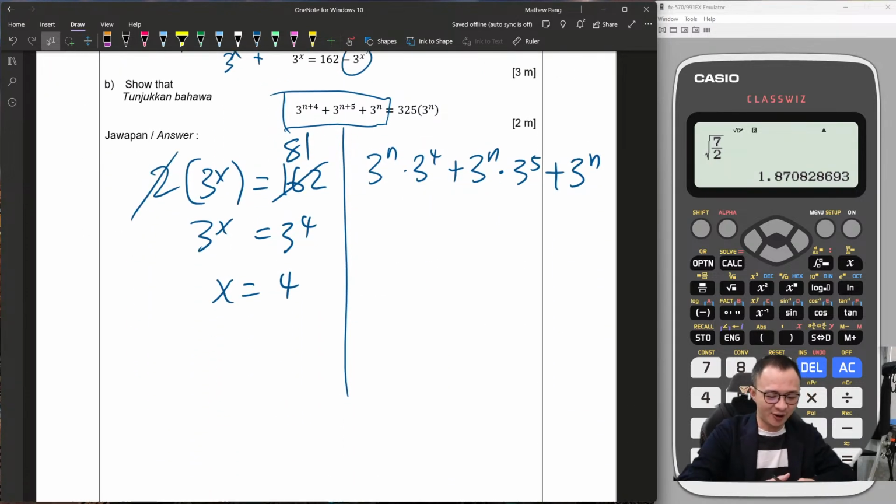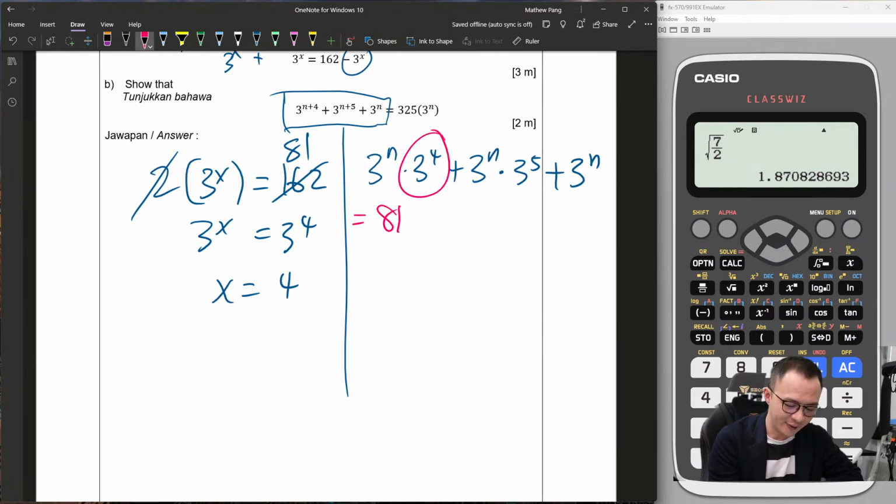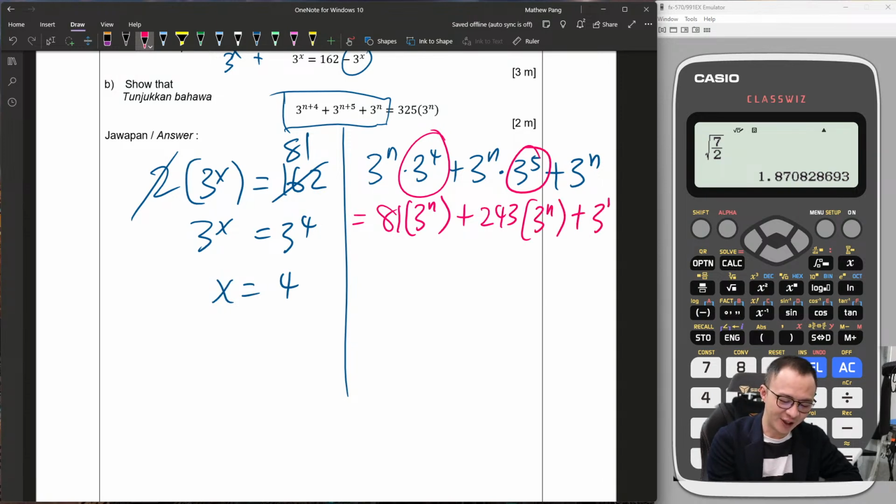Alright, let me just continue. So 3 power of 4 is 81. 3 power of 5 is 243, times 3 power n. Plus 1 of the 3 power n. So you just imagine you have 81x plus 243x plus 1x.